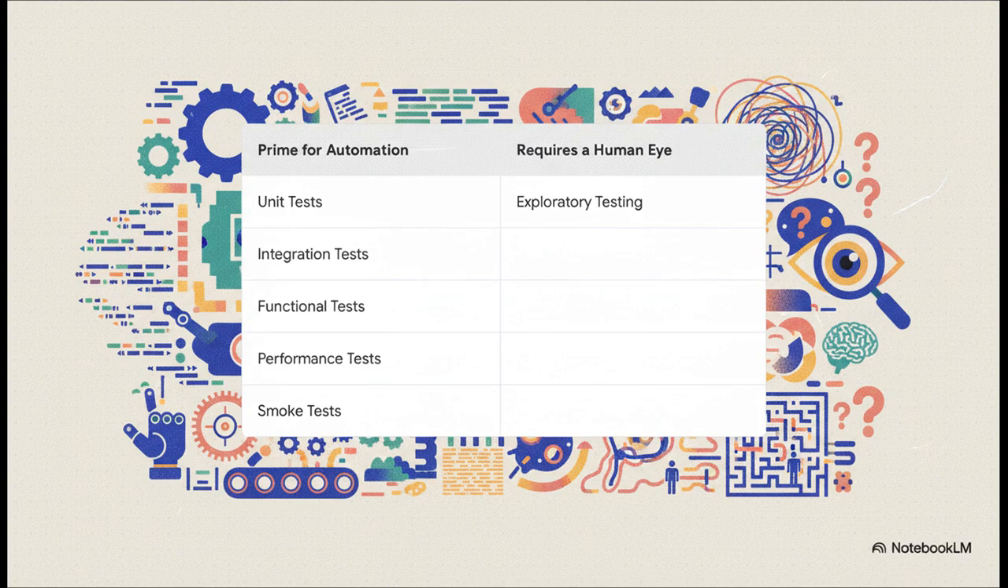That's where a human eye comes in. For something called exploratory testing, you need a creative person to just poke around, try weird things, and find those strange bugs that no automated script would ever think to look for.